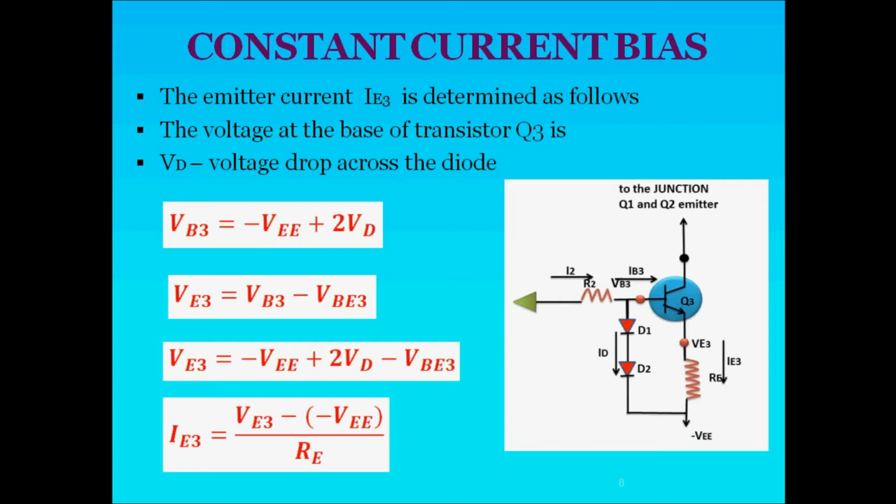If the voltage drop across this decreases, then this reduced VB3 will cause an increase in the voltage drop across this resistor RE. If the voltage drop across this increases, IE3 current also increases. But our aim here is to maintain a constant IE3 current. So what happens is the voltage drop across diodes D1 and D2 will also decrease here. As the voltage drop across RE increases, the voltage drop across diodes D1 and D2 decreases.